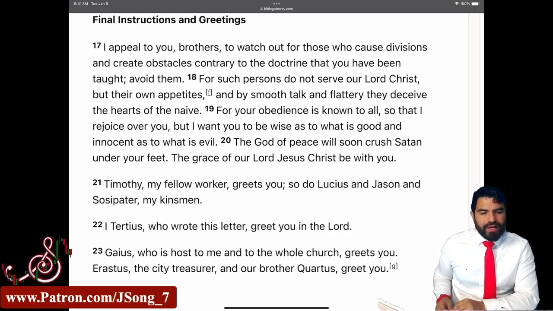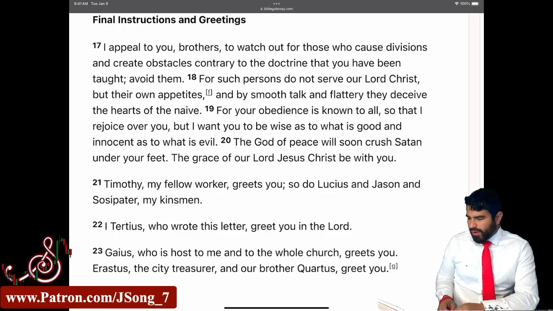And by smooth talk and flattery they deceive the hearts of the naive. For your obedience is known to all, so that I rejoice over you. But I want you to be wise as to do what is good, and innocent as to what is evil. The God of peace will soon crush Satan under your feet. The grace of the Lord Jesus Christ be with you.